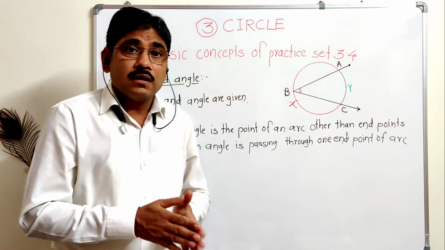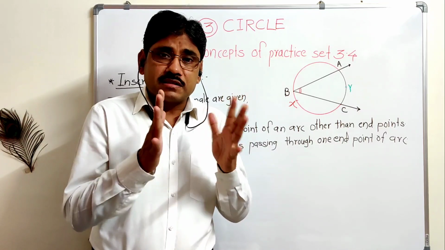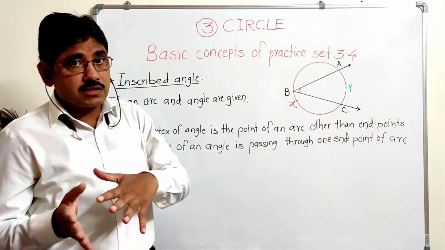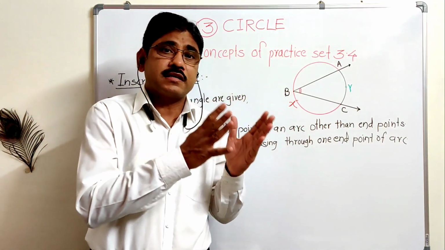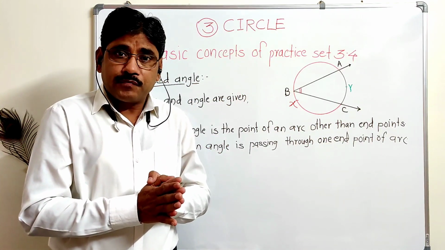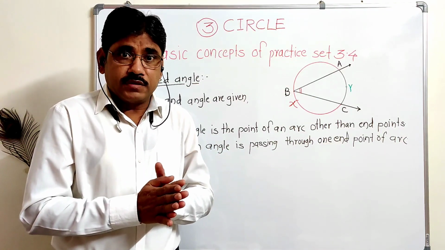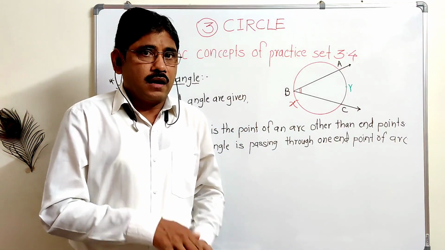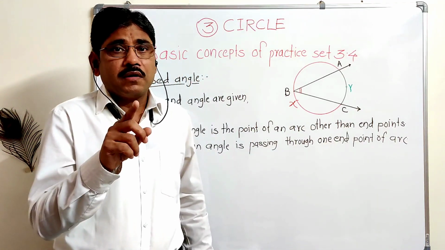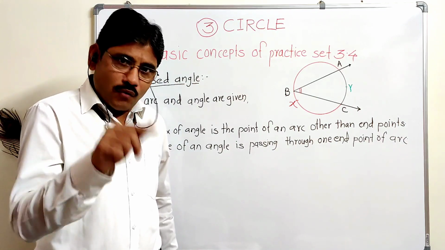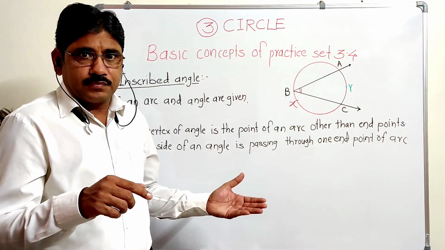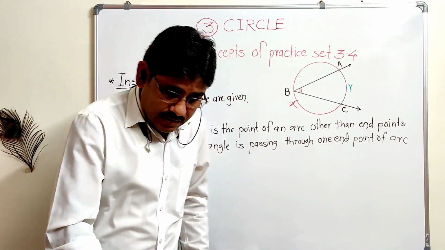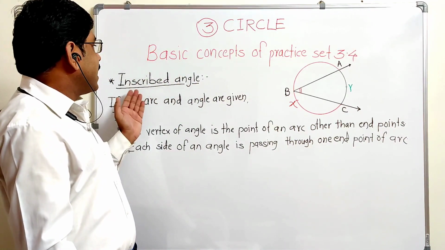So in total, 9-10 concepts are there. And if we make a video of the basic concepts and exercise 3.4 together, then it becomes a very large video. That's why I am showing the basics of practice set 3.4 in this lecture. So let us see the first concept. Our first concept is the inscribed angle.